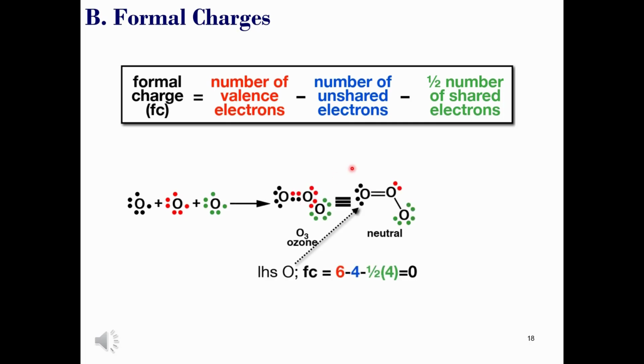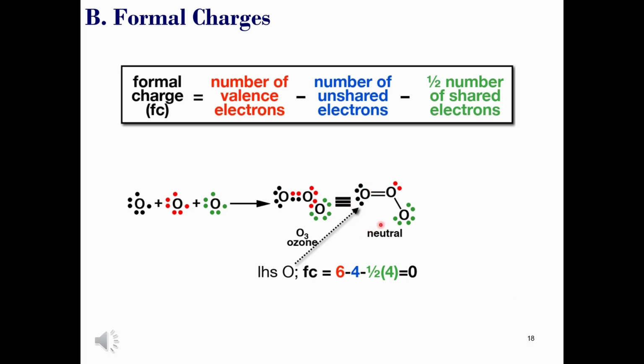Oxygen is in group 6 of the periodic table and has 6 valence electrons. From this, we subtract the 4 unshared or 2 lone pairs of electrons. From this, we finally subtract the bonded or shared electrons. However, this number is halved as the oxygen atom contributed only half of the number of electrons in the bond. Therefore, there are 2 shared bonded pairs of electrons, as indicated by the double bond. So we have 6 minus 4 minus half of 4. This gives the left-hand oxygen a formal charge of 0.